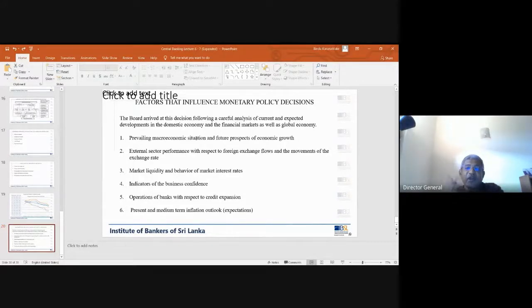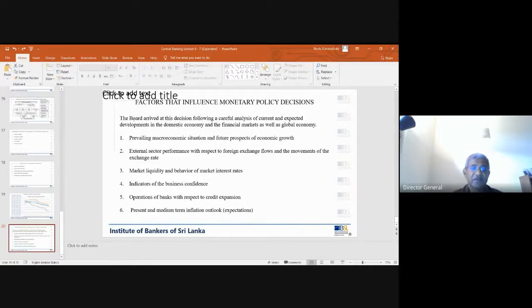Board arrived at this. I have put this sentence just for you to be familiar with those press releases. The board arrived at this decision following a careful analysis of current and expected developments. My dear, you have to be very careful. They don't look at only the current situation, and also they look at expected developments. This is where the projections come. This is where the central banks act as a forward guide. We say central bank monetary policy is forward guidance. This is because they look at the expected developments as well.